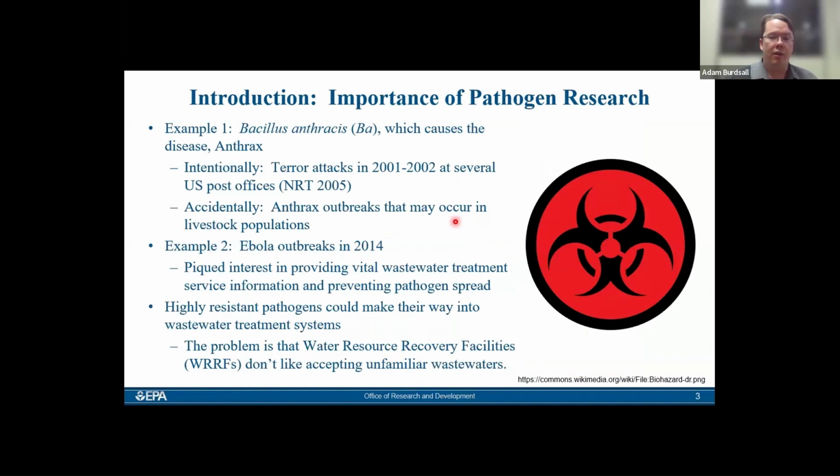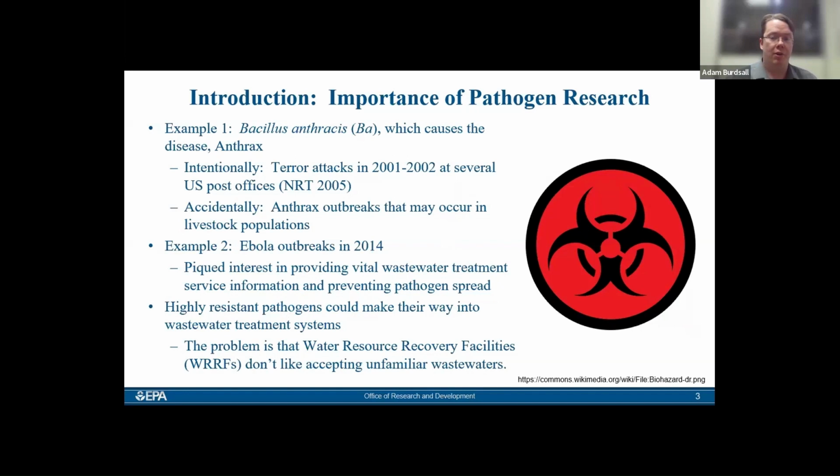It's also worth noting that anthrax outbreaks can occur accidentally in livestock populations. In 2014, Ebola outbreaks piqued the interest in providing wastewater treatment service information and preventing pathogen spread. And most recently, wastewater testing was used to help us understand the magnitude of COVID-19 spread in communities. Highly resistant pathogens can make their way into the wastewater treatment system at any time.